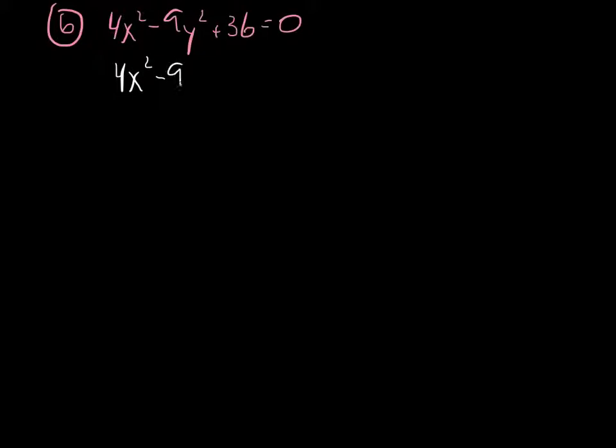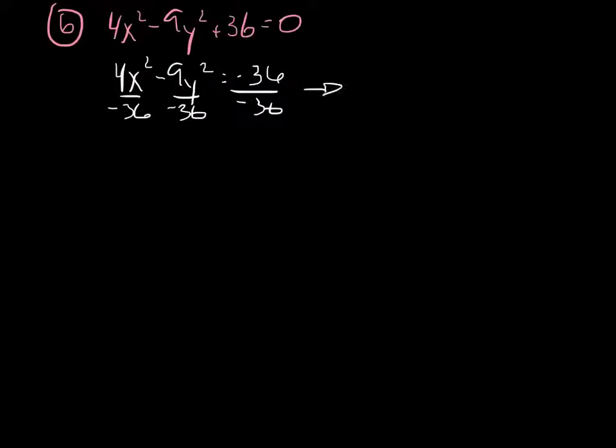Let's look at 6. Okay, 6 will be similar to one of your problems, right? And it's 4x squared minus 9y squared plus 36 is equal to 0. Again, we want to graph and find all the pertinent information. This is not in standard form, so let's rework it. 4x squared minus 9y squared equals negative 36. Need to divide by the negative 36.